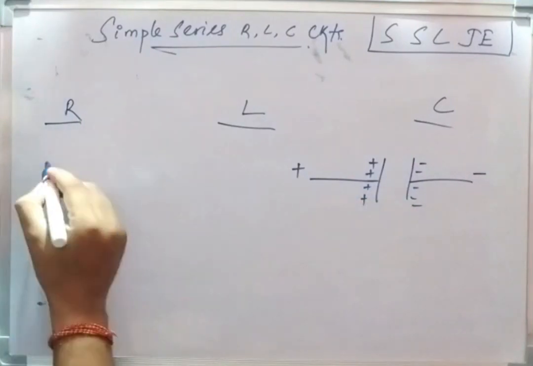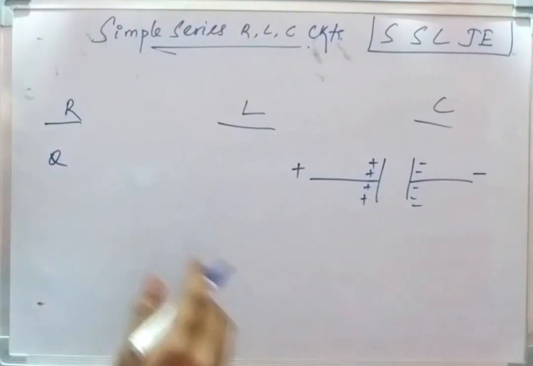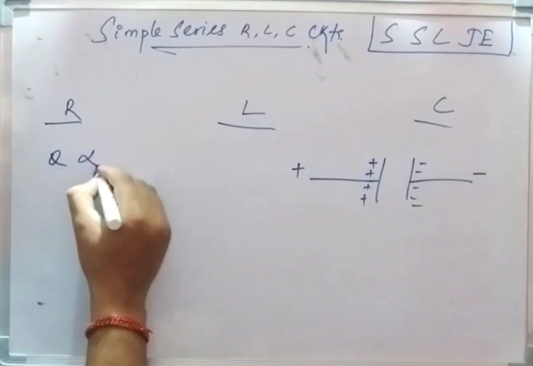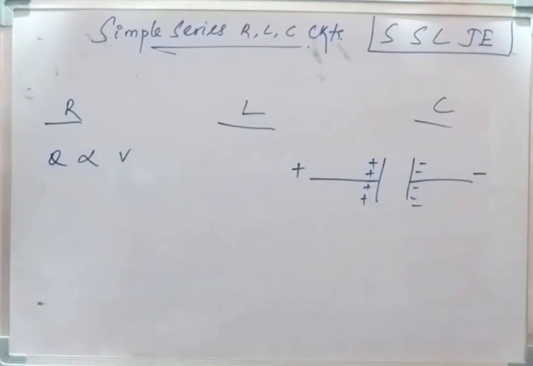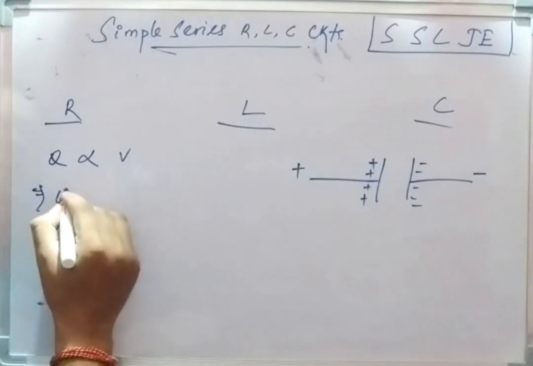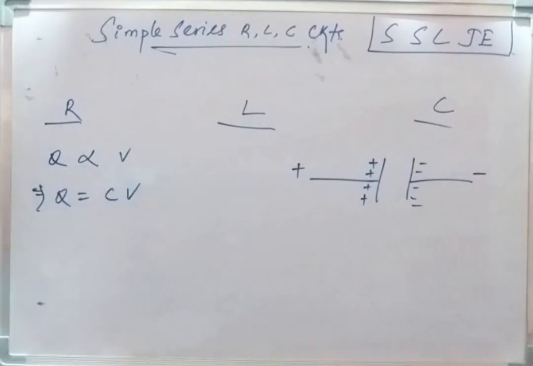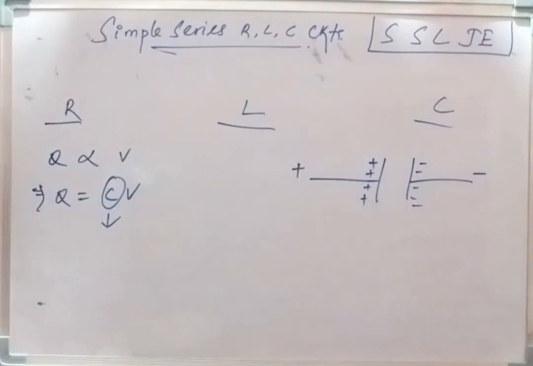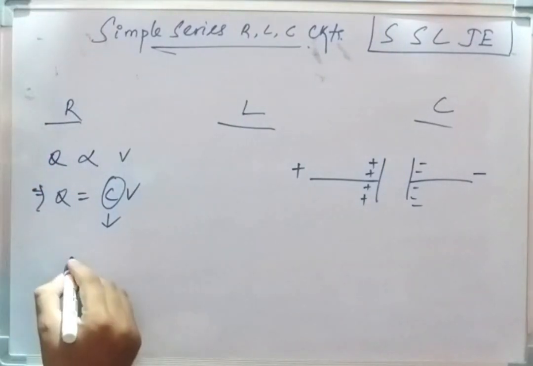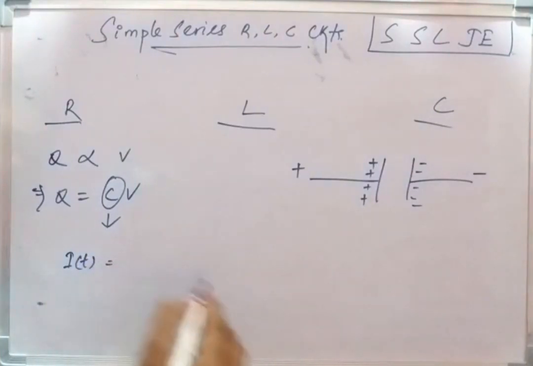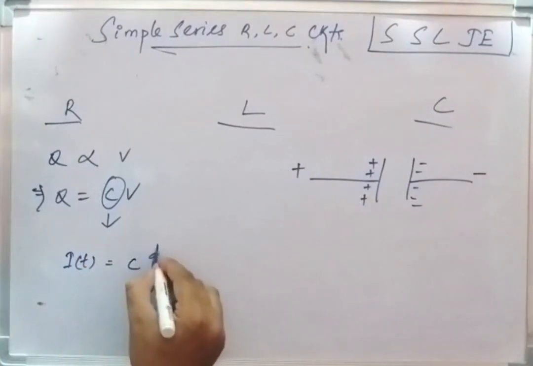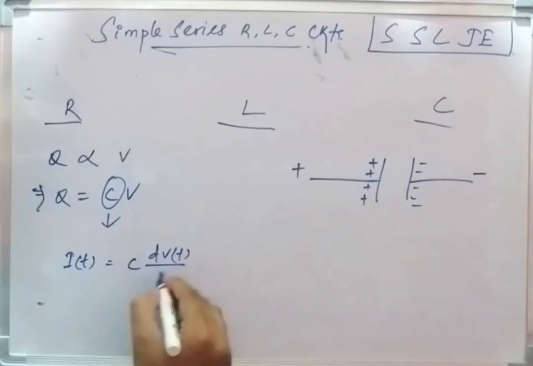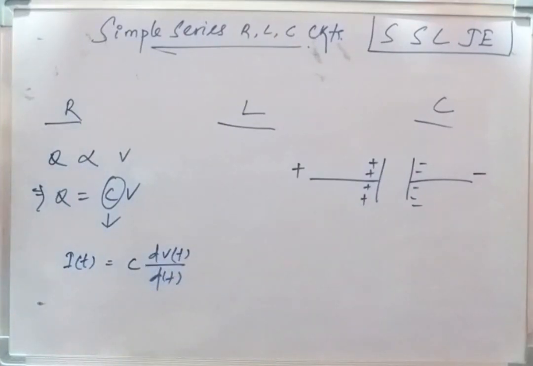Here charge and this EMF will further produce a potential difference between these two plates. So we can take a relationship between Q and V, as Q is directly proportional to the potential. If I multiply a proportionality constant, that is C, this C is called capacitance. Okay, and here we can get the current expression as I of t equals C dV by dt. Okay.